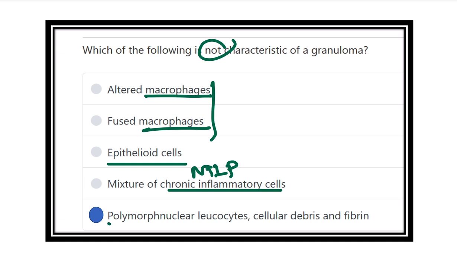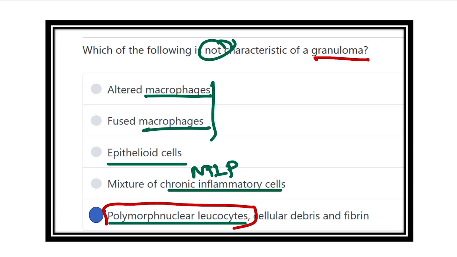And here we can see the polymorphonuclear leukocyte, which is the neutrophil. In case of chronic inflammation, neutrophils are usually absent. That means neutrophils have no role in a chronic inflammatory area, that means when there is granuloma. So this option is false, which is the polymorphonuclear leukocyte.